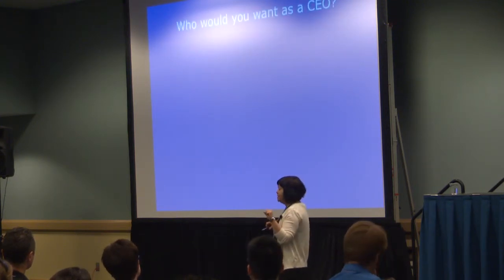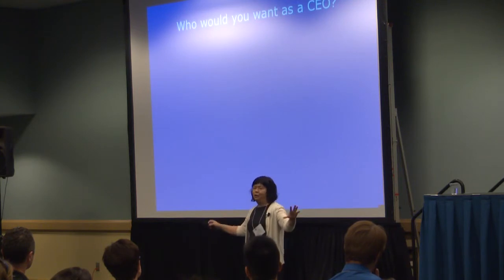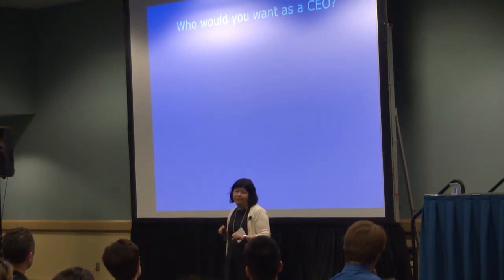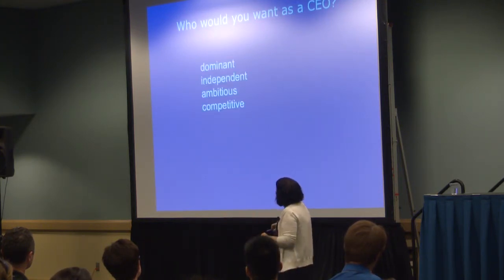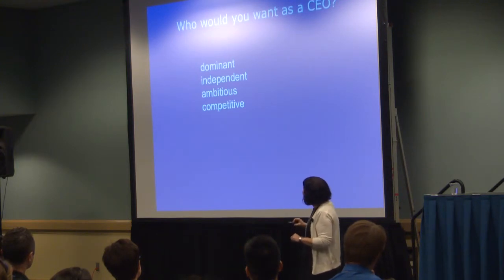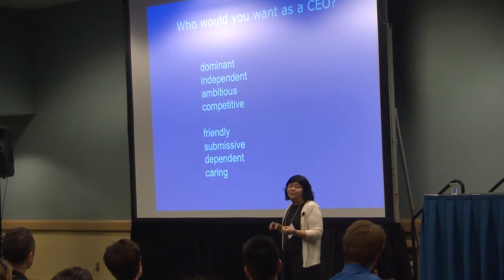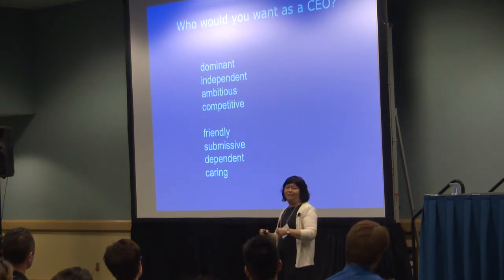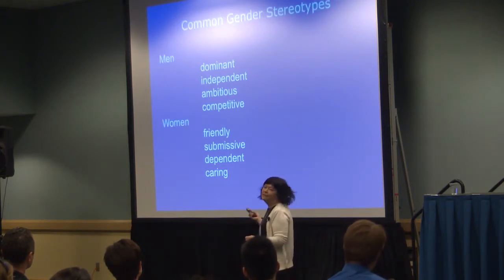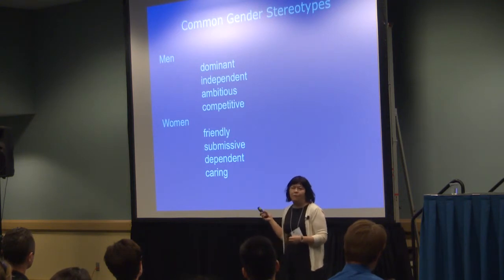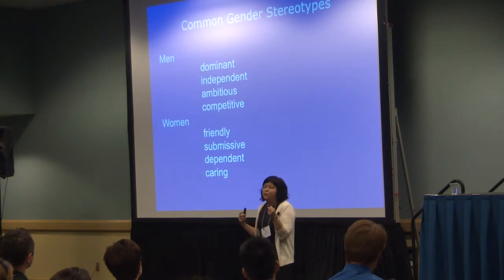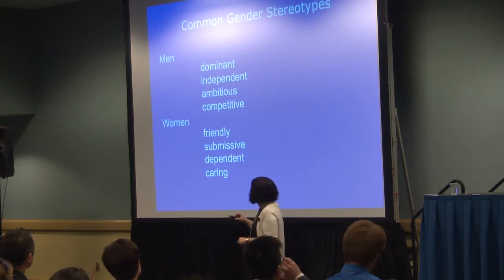Specifically, let's say that you just got a lot of money and you just bought a huge company. Who would you want to hire as your CEO? Someone who is dominant, independent, ambitious, and competitive? Or someone who's friendly, submissive, dependent, and caring? I would choose the first person. I think they could go in and get the job done. However, the problem is these are very common stereotypes for men and women. So what we wanted to look at in this study was whether training you to associate different things with women could possibly reduce biased hiring decisions.